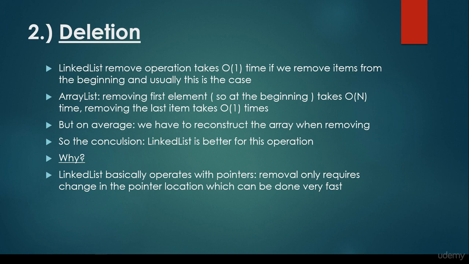So for arrays, on average, we have to reconstruct the array when removing an item. For example, if we would like to remove items from the middle of the array, of course we have to reconstruct the array. So the conclusion is that linked list is better as far as the deletion operation is concerned. Why? Because a linked list basically operates with pointers. So the removal only requires changing the pointer location, which can be done very fast. For arrays, we have to shift all the items, and that's why it's not going to be as fast as for linked lists.